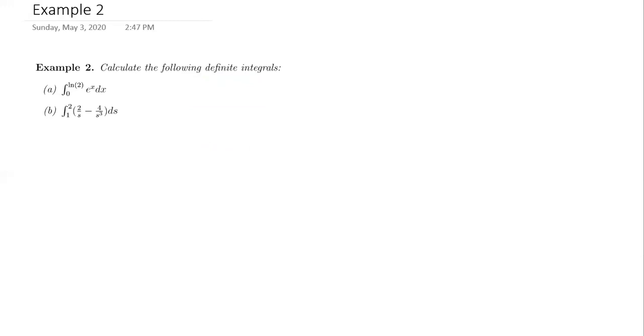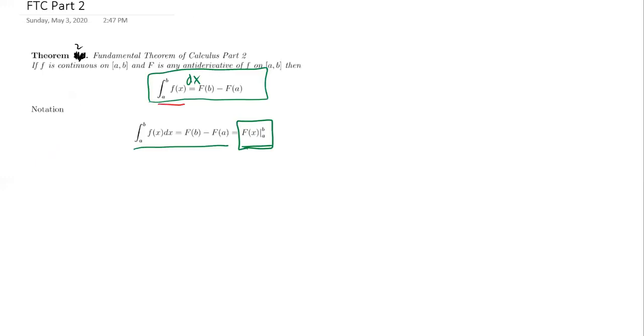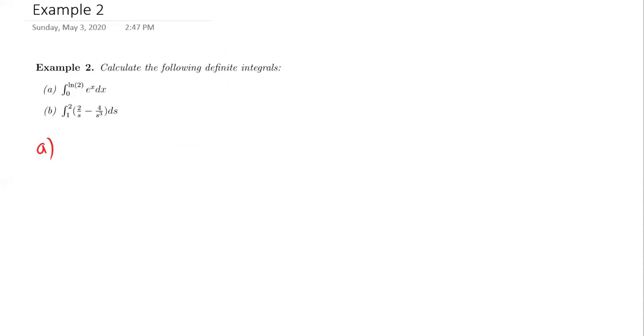Okay. So let's go over some examples. And again, now it's going to be very straightforward. So suppose we want to calculate the following definite integrals. We want to find the net area on the interval 0 to ln of 2 of e to the x dx. Well, with the fundamental theorem of calculus, if we want to do a problem like this, what do we want to do first?